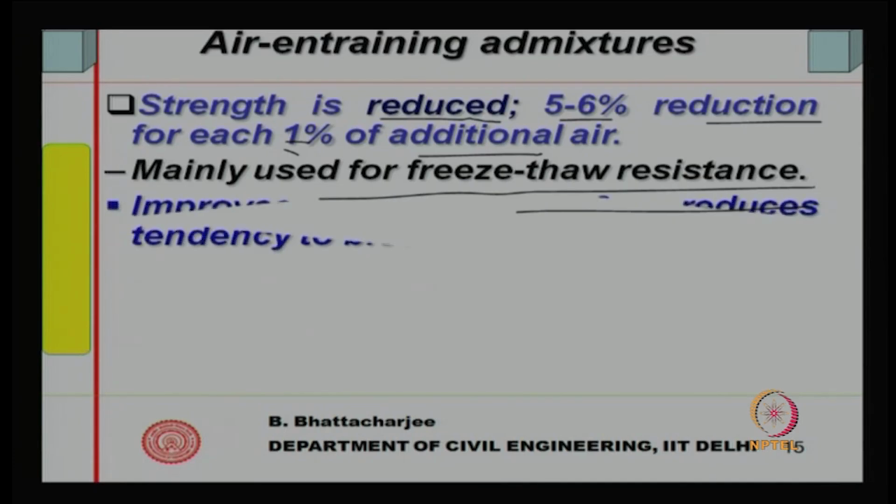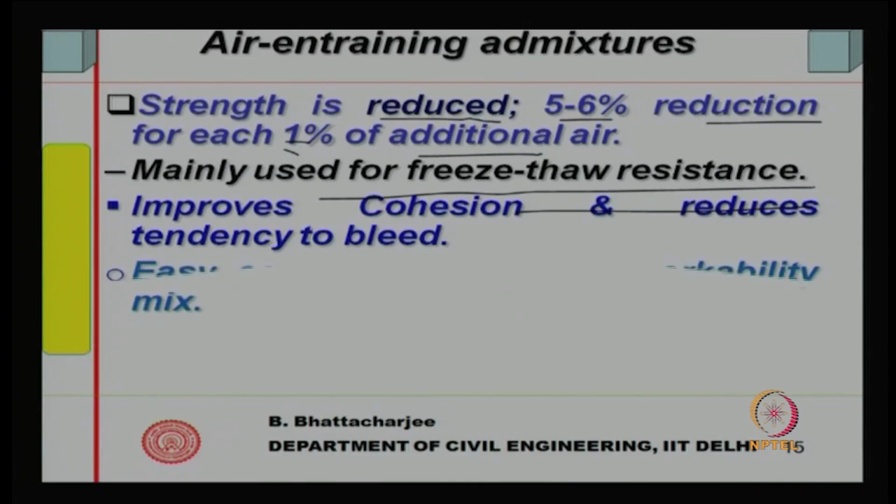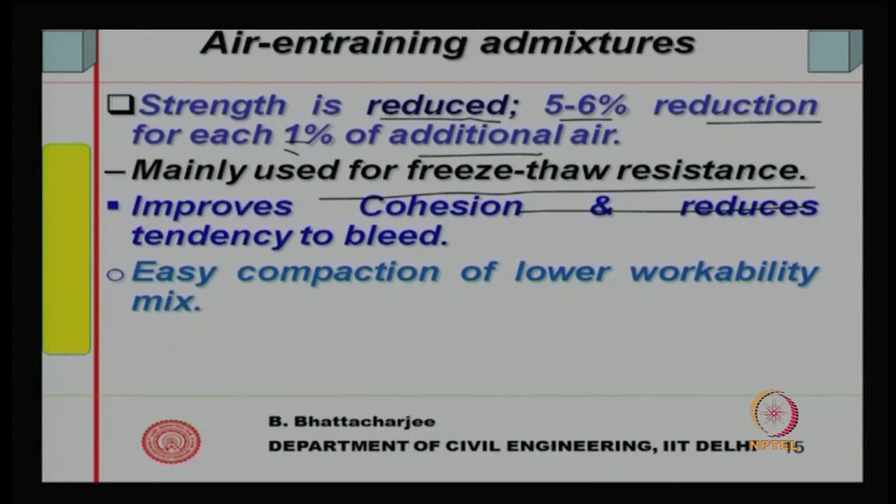How does it do it? Mechanism. Well, we will see that, but it improves cohesion and reduces tendency to bleed. Of course, a little bit of air entrainment actually improves the workability, that is a side effect. Basically, it improves the cohesion within the concrete, and tendency to bleed is reduced because it can retain the water more. So, naturally easy compaction is possible at lower workability. Essentially it improves the workability of the mix.